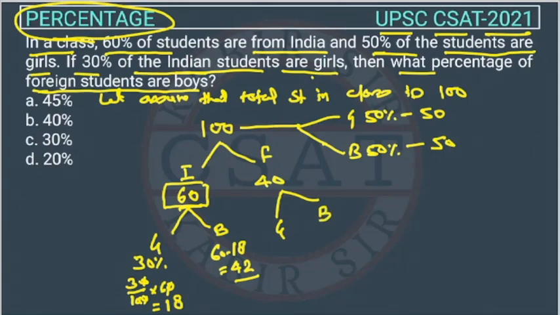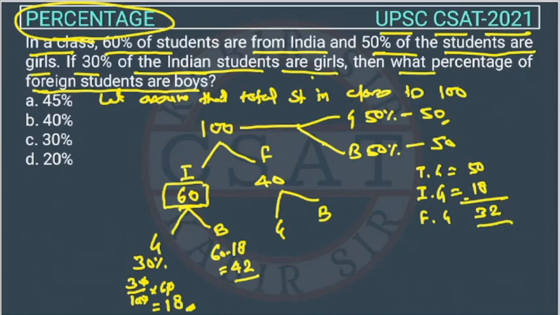See, 18 girls are here, total girls are 50, right? So total girls they have given are 50, Indian girls are 18, then foreign girls will be how much? This will be minus, right? So this will be 32. So foreign girls are 32. If foreign girls are 32, then foreign boys will be how many? 40 minus 32. This will be 8.